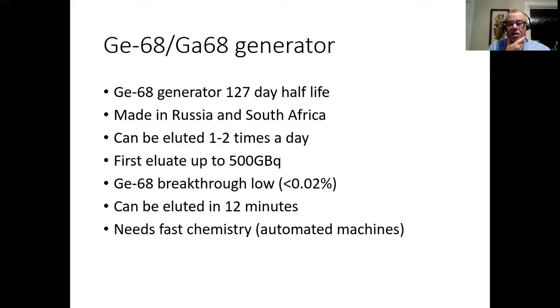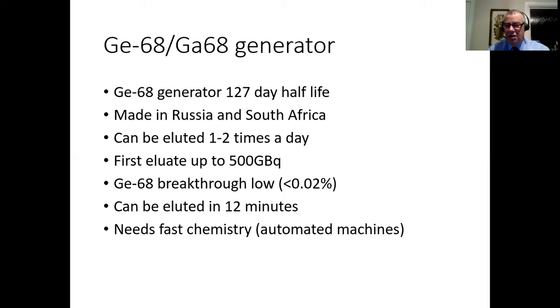So these generators have a 127-day half-life, the gallium-germanium generators. Still primarily the two sites of production are Russia and South America. They may get repackaged in other countries. So you may say they're made in Belgium or made in Germany, but the actual core of the generator comes from either Russia or South Africa.